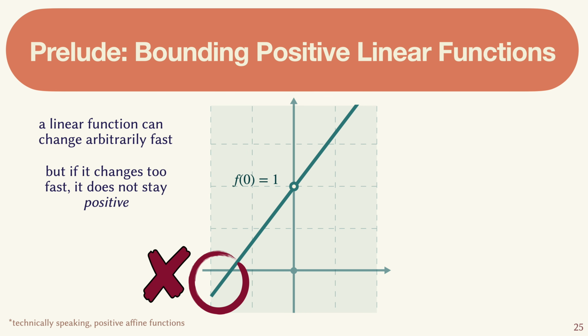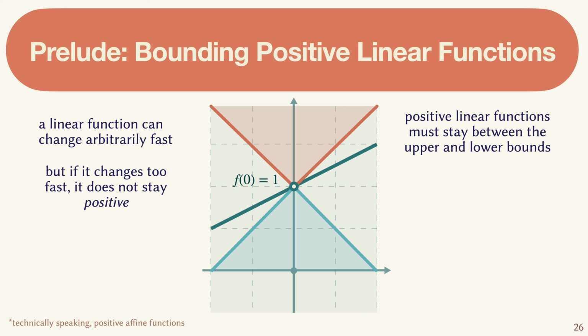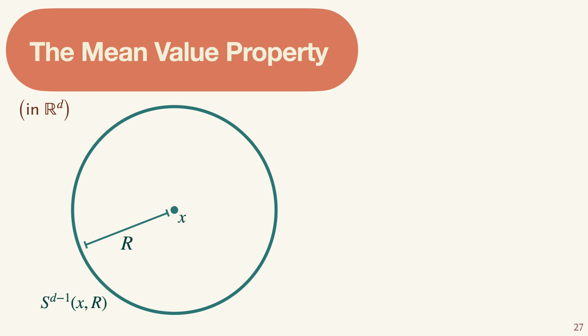Now, a linear function can change arbitrarily fast. It can take on any value that you want at any other point. But if it changes too fast, then it does not stay positive anymore. Here we've made the function really steep, but that just means that its value quickly dips below 0. And the only way to fix this, to keep the function positive on the interval, is to make it less steep. So positive linear functions on the unit interval really must stay positive between their upper and lower bounds, otherwise they won't be positive anymore. Knowing that a function is positive gives you a lot of information about it.